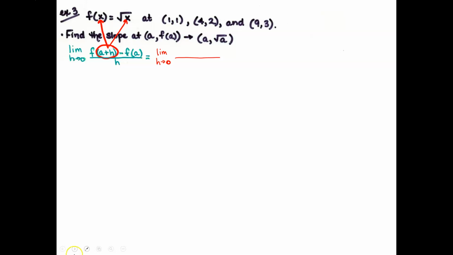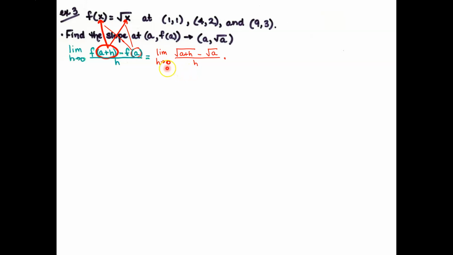So if I have f of a plus h, that means put a plus h in the place of x in this equation, that'd be the square root of a plus h. Then we're going to subtract from that f of a. So we'll put a in the place of x, and that would be the square root of a, and divide the whole thing by h. So now we're back to doing limit work like we did previously.